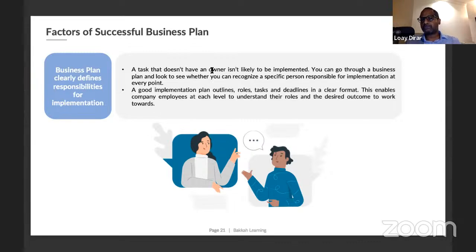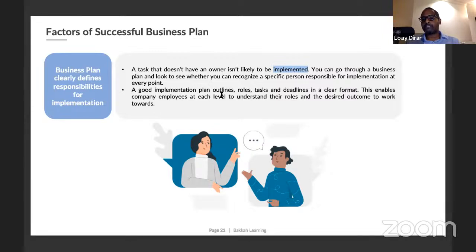And most of the owners of the business plan are the ones who are going to be supported by the business, not necessarily the ones who wrote it. The one who's going to back it up from the business might be top management, the entrepreneur himself, the CEO of the business. A task that doesn't have an owner isn't likely to be implemented. So every business plan must be owned by someone powerful inside the organization. And we call it that every business plan must have senior management or top management commitment.